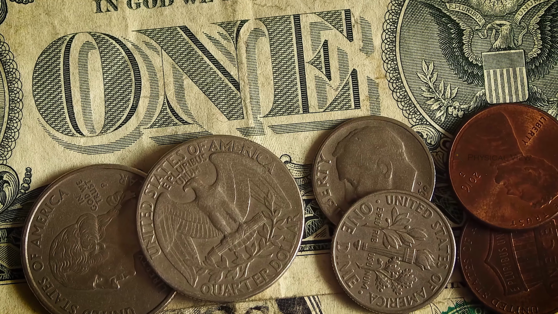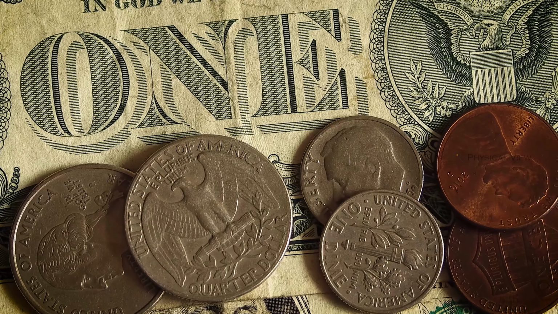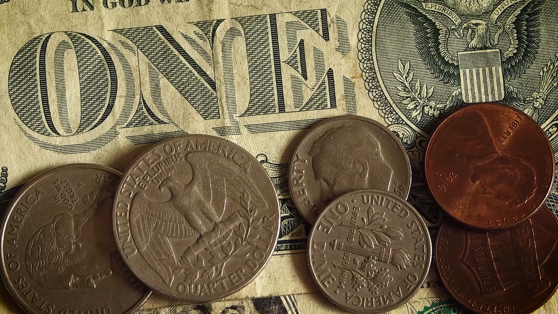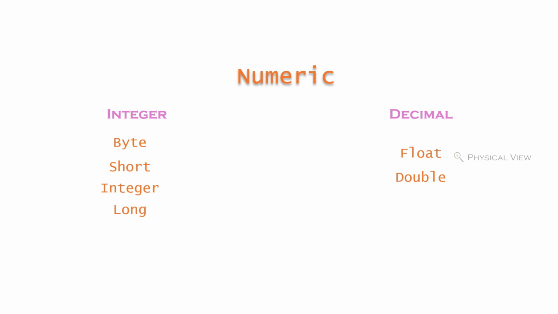For instance, if your bank balance is 523 rupees and 56 paise, you would use the decimal data type to represent it as 523.56. Integer and decimal types are further classified. Integers are divided into byte, short, int, and long. Decimals are classified as float and double. These classifications help us manage data size effectively.